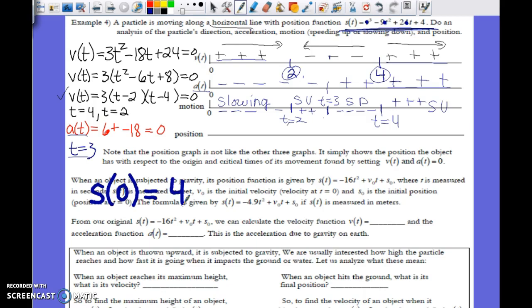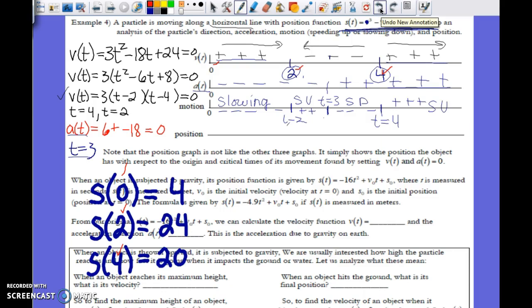position equals 4. Following along in that pattern, plugging in all the numbers we have here, we get 4. Here, for 2, we get 24, and plugging in the 4, where the object changes velocities, you get 20. Since all these positions are positive, I'm going to go ahead and put 0 to the left, because we don't have to put in negative numbers. And at t equals 0, we're at 4. This is t equals 0.